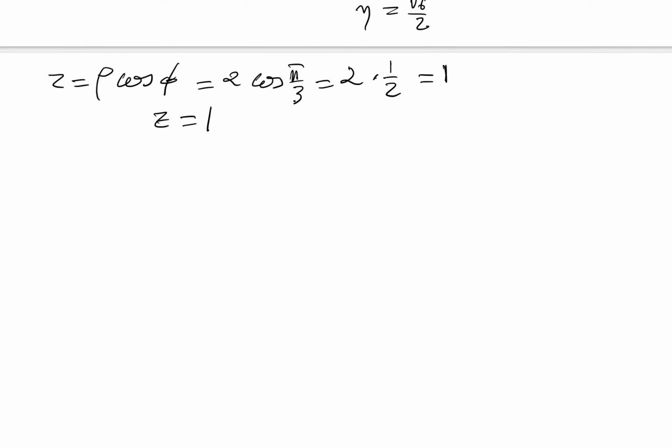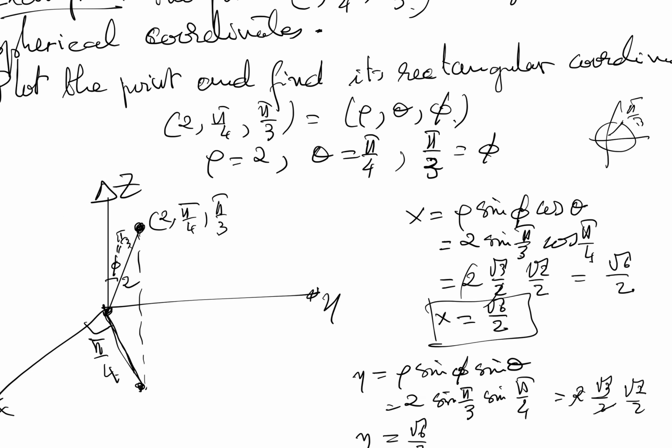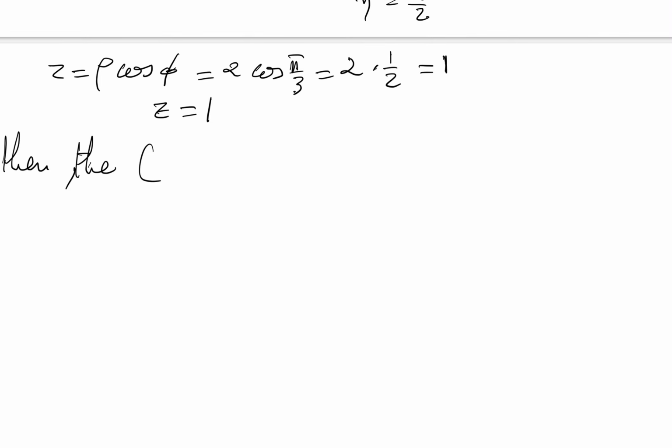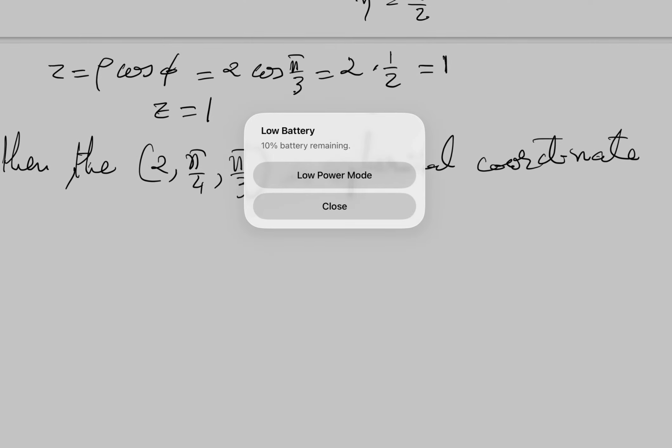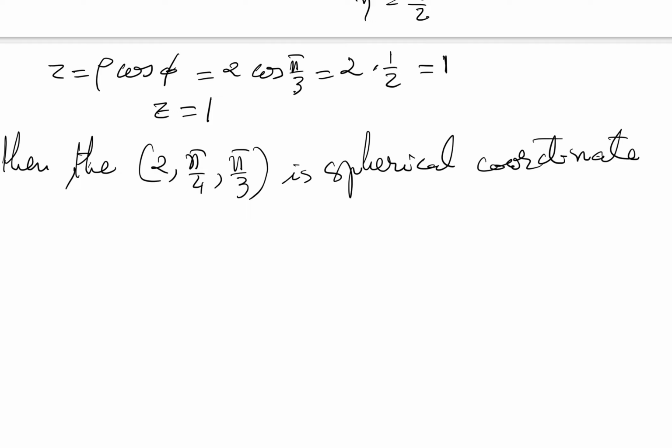Then the point, because they give you that point, the point 2, pi over 4 and pi over 3, is spherical coordinate. That's the point. It's spherical coordinate.